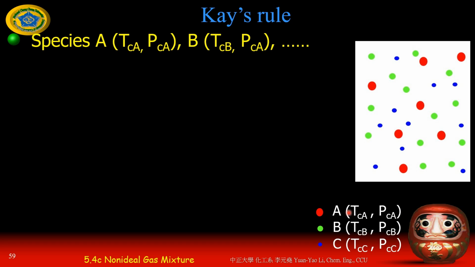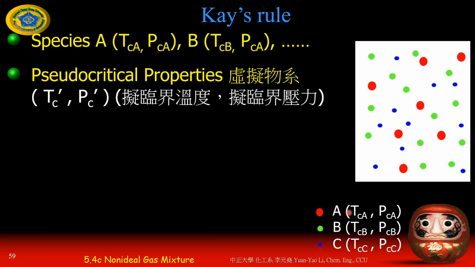Okay? So you might say, well, Professor, when I learn how to use the compressibility chart, I need to know PC, TC. I also need TR and PR. So how can I calculate the TR and PR when I have a gas mixture? That's why we introduce pseudo properties. The first one is called pseudo critical temperature and pseudo critical pressure.